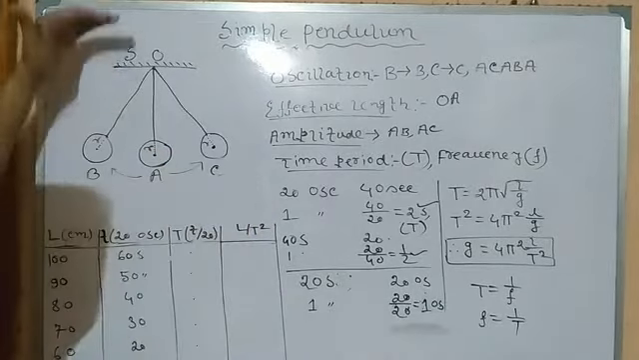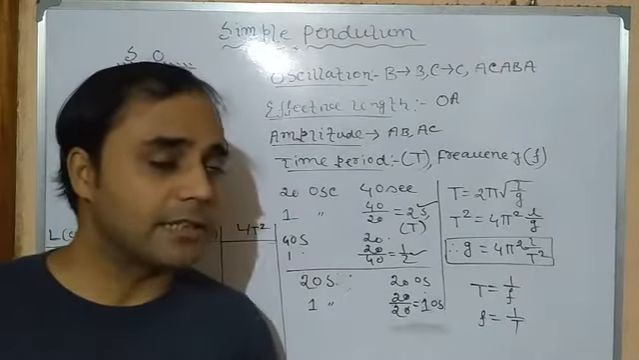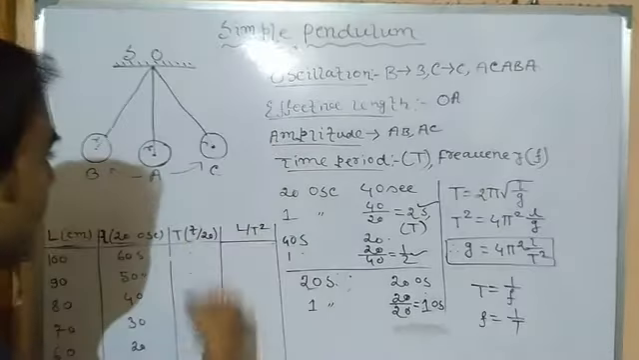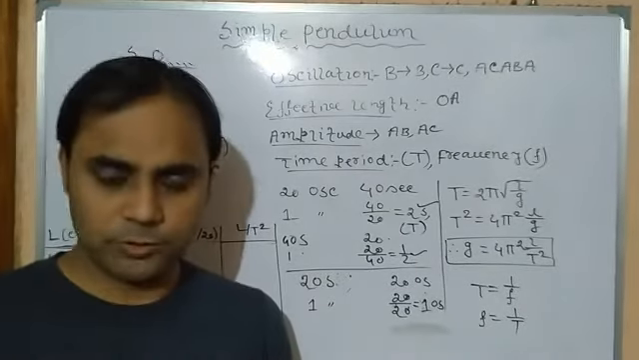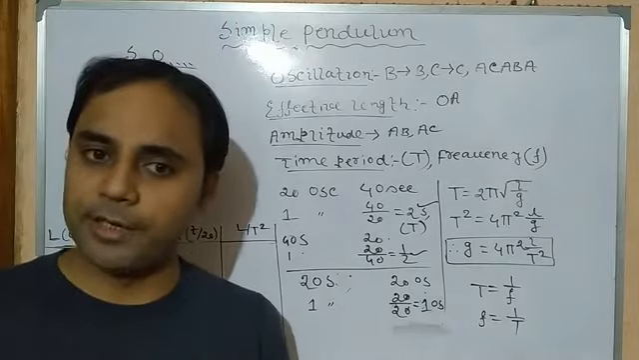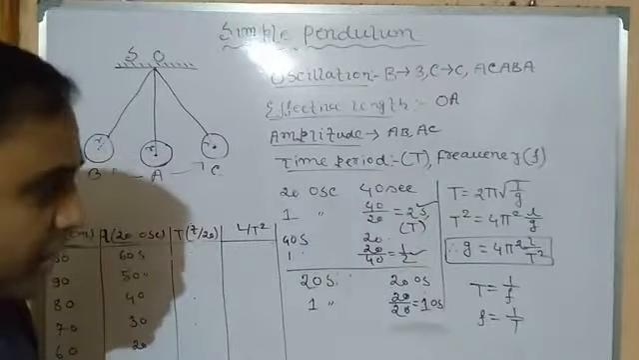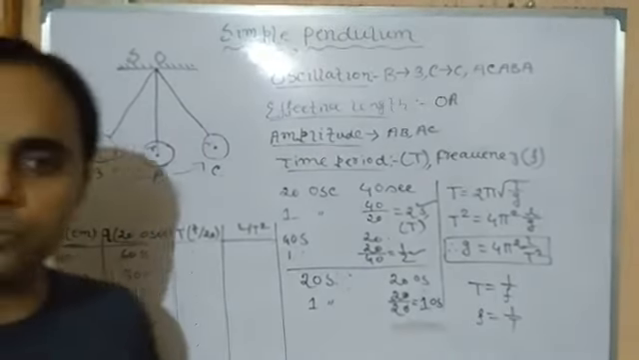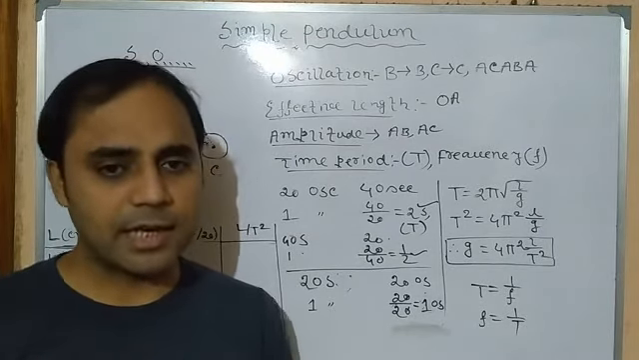And why is it taken inextensible, not extensible? Extensible means it is made of some material like rubber, which has expanding and contracting properties. It will also affect the time period. Clear? Which in turn will also vary the value of acceleration due to gravity. So that's why the string is taken massless and inextensible.